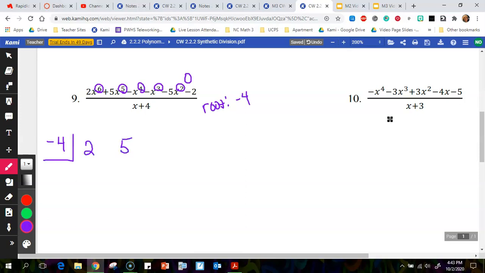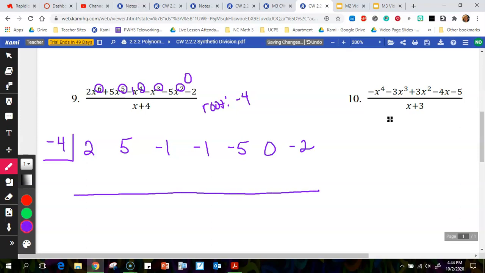2, 5. This is negative 1. Another negative 1, negative 5, 0, and negative 2. Make sure I did that right. 2, 5, negative 1, negative 1, negative 5, 0, negative 2. Okay, bring down the 2. That's going to be negative 8, negative 3. That's going to be 12, 11, negative 44, negative 45.